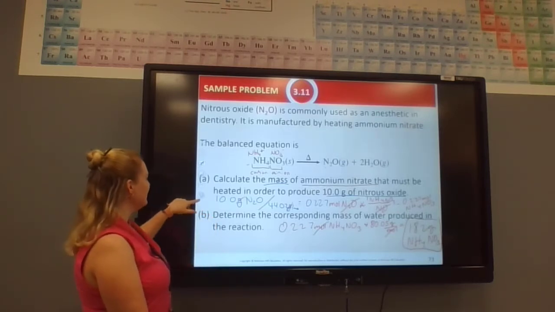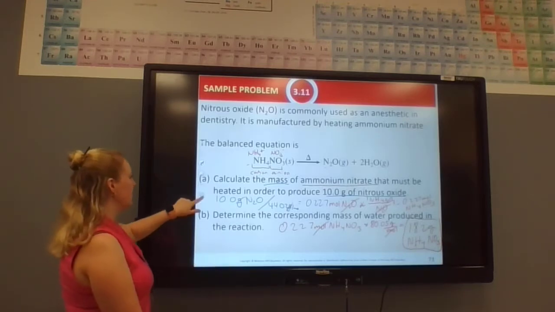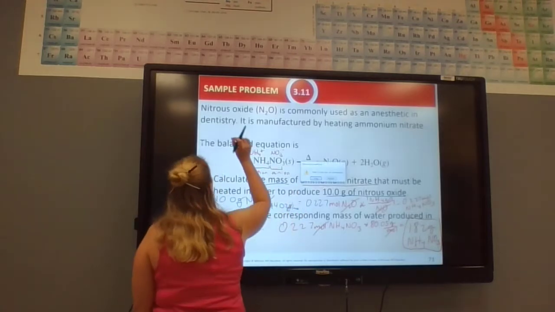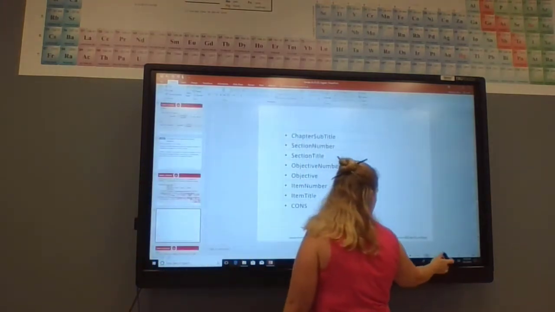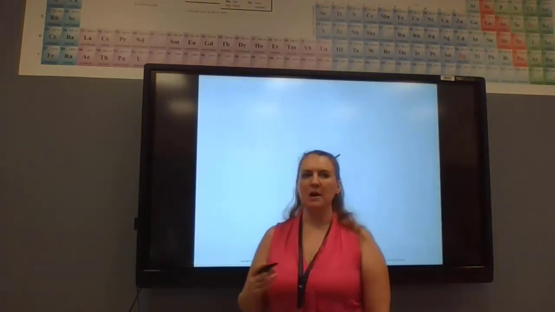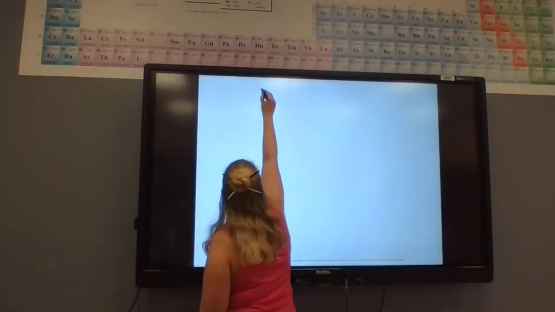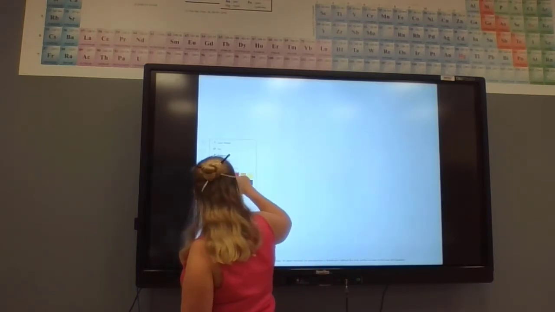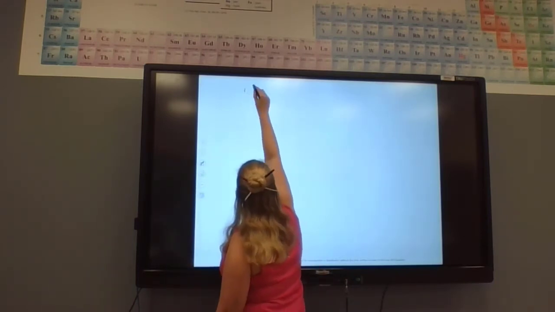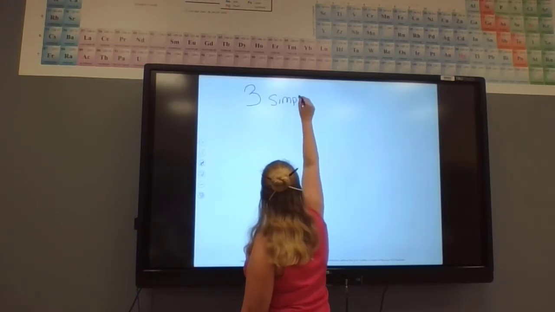So let's summarize that. Everybody have this copy down? No. All right. Okay. Add to the page. So these problems are called stoichiometry problems, and it takes 3 steps to solve them. It would help if I would turn the pen back on. So I'm going to call this 3 simple steps to stoichiometry.